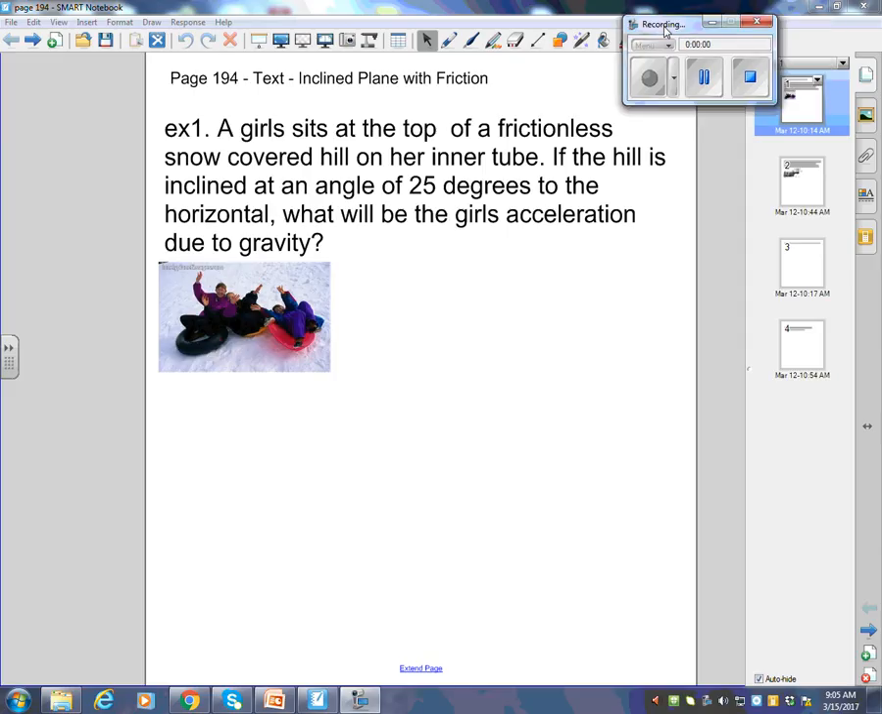So these are just a couple examples from the textbook. A girl sits at the top of a frictionless snow-covered hill on her inner tube. If the hill is inclined at an angle of 25 degrees to the horizontal, what will be the girl's acceleration due to gravity? Do you remember how this frictionless hill stuff works?